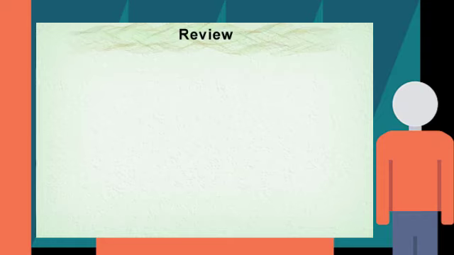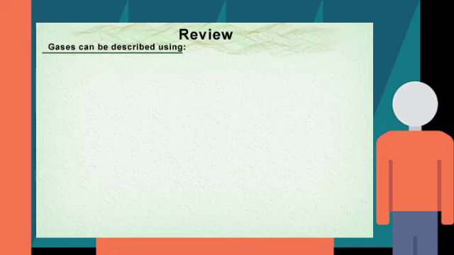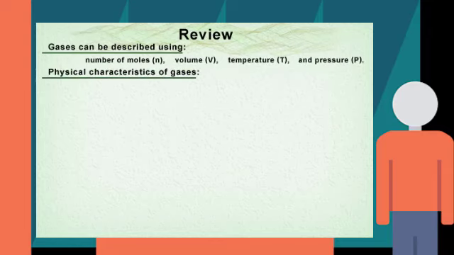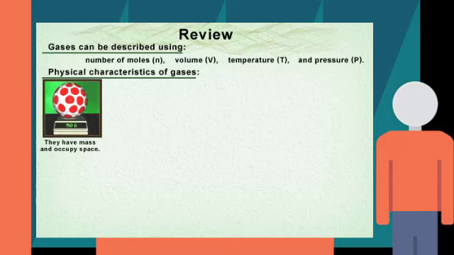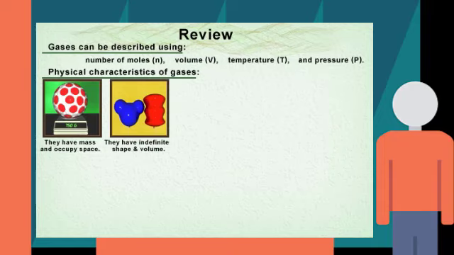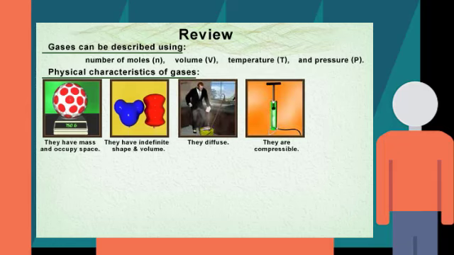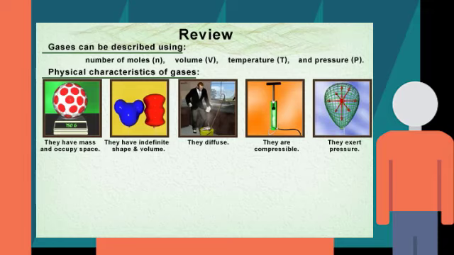Let's review what you have learned so far. First, you learned that gases can be described using the 4 factors: number of moles, volume, temperature, and pressure. Next, you learned some physical characteristics of gases. Gases have mass and occupy space. Gases have indefinite shape and volume and therefore completely fill their container. Gases diffuse. Gases are compressible. Gases exert pressure, and the pressure gases exert depends on their temperature.